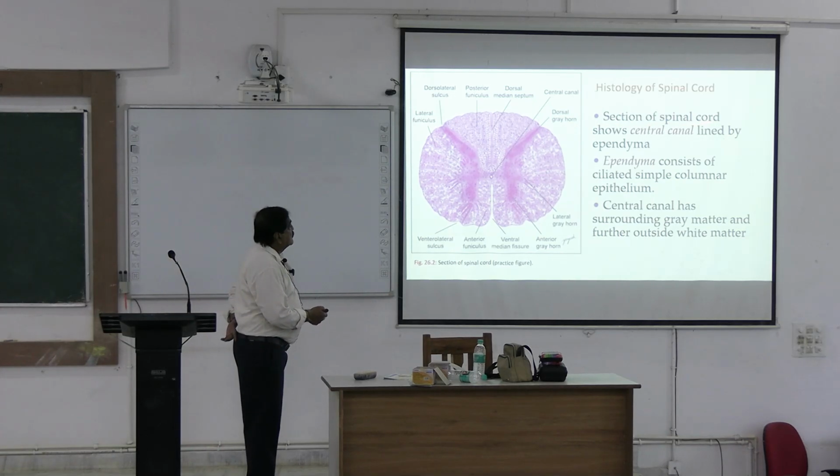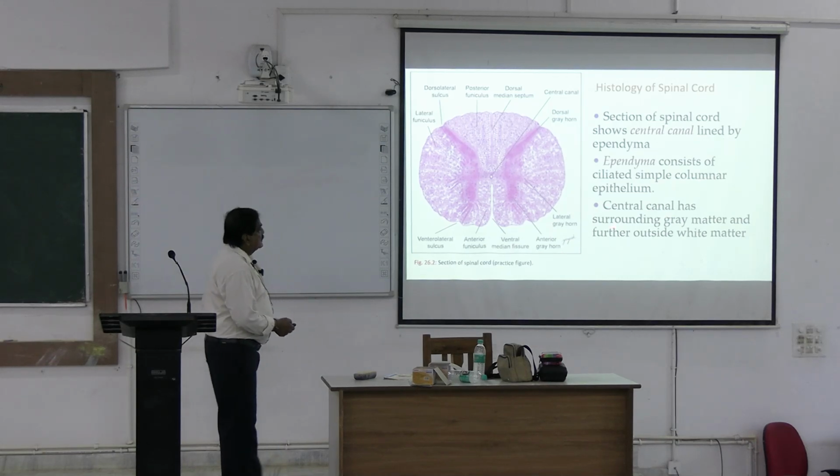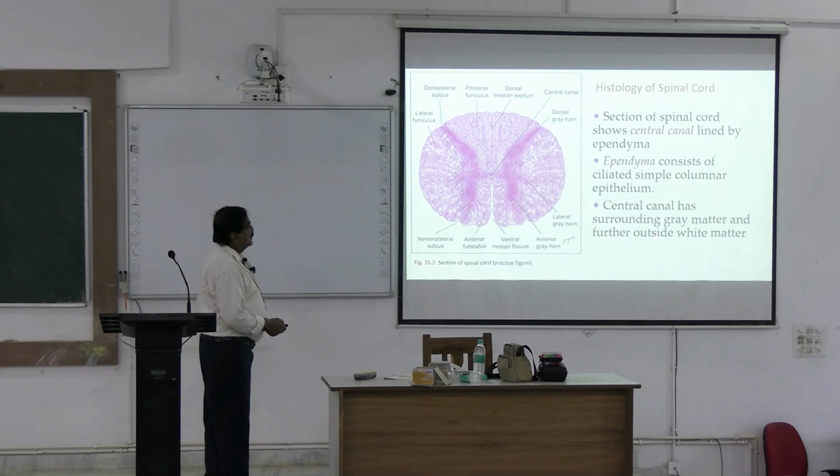Section of spinal cord shows central canal lined by ependyma. The ependyma consists of ciliated columnar epithelium. Central canal has surrounding grey matter and further outside white matter. This is the lateral grey horn, dorsal grey horn, anterior grey horn, the ventral median fissure, anterior funiculus, ventrolateral sulcus, lateral sulcus, dorsolateral sulcus, posterior funiculus, and dorsal median septum.